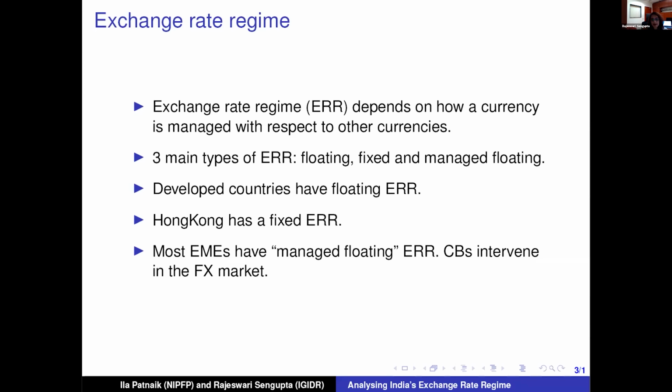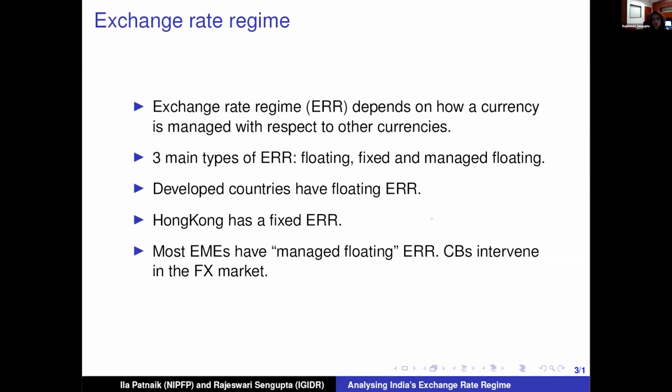On the other extreme, there is, let's say, a country like Hong Kong, which has a fixed exchange rate regime or a parity with the dollar, where the Hong Kong central bank uses the monetary policy to maintain the parity.